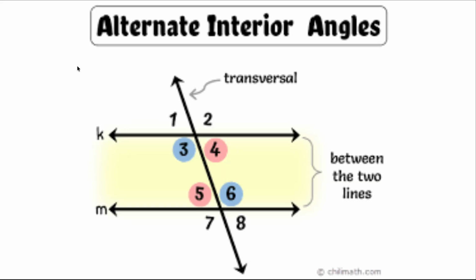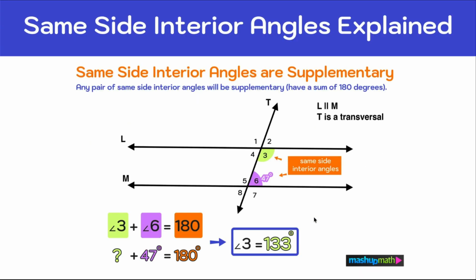Alternate interior angles. So we have our parallel lines and we have our transversal. Now it says interior, so we know we are talking about inside the parallel lines. Alternate means they are on the opposite sides of the transversal. So we have 4 and 5 are congruent angles, and 3 and 6 are congruent angles.